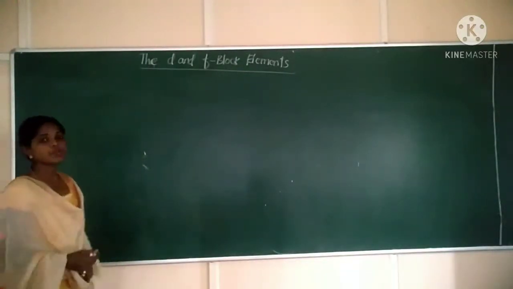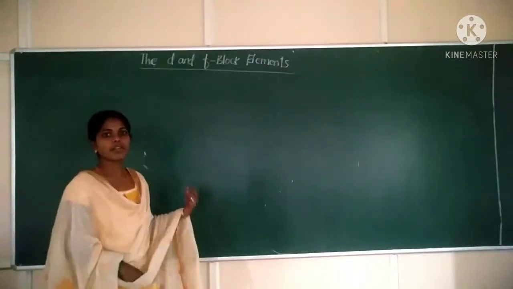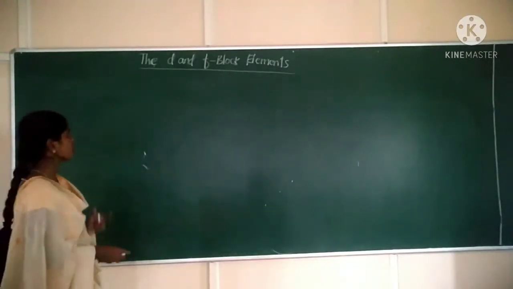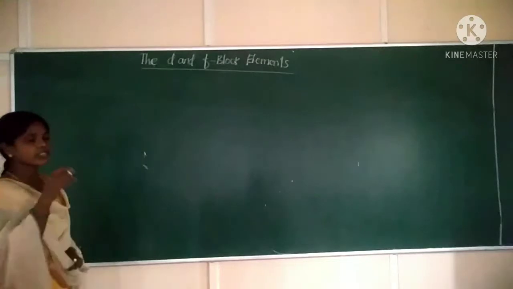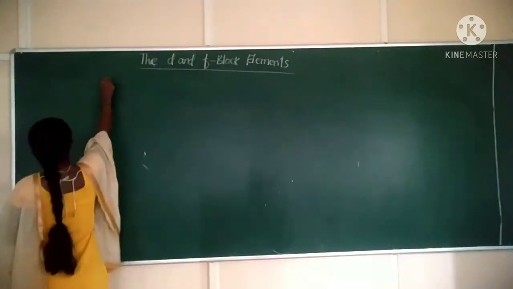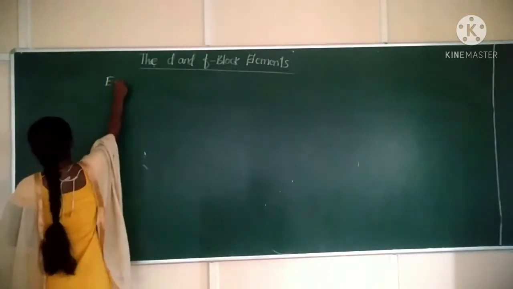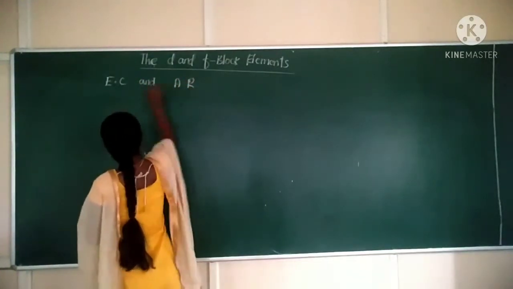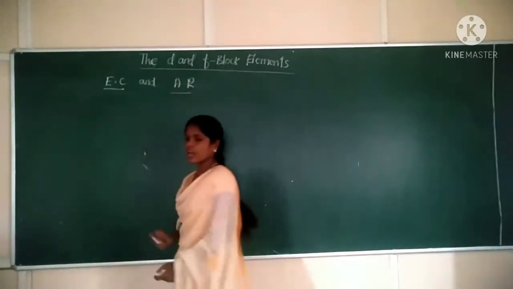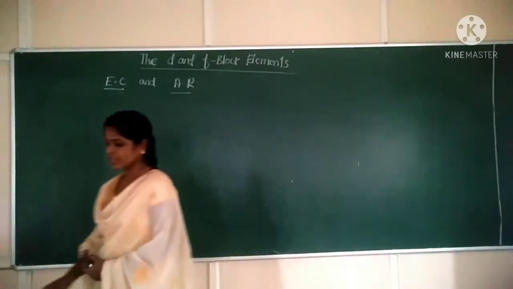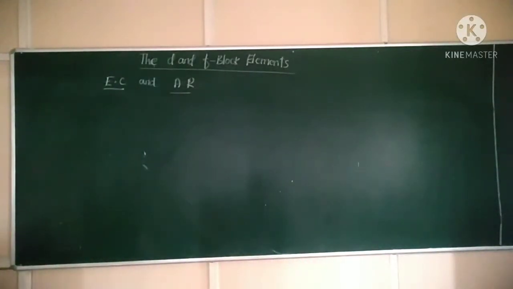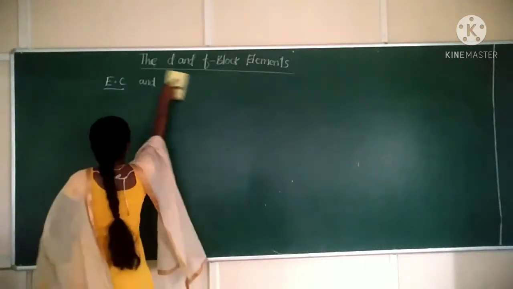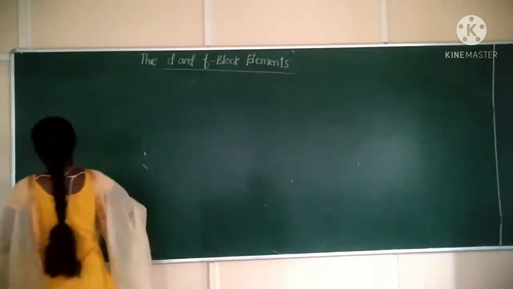In the last session, we had a discussion on d-block and f-block elements. In the last class, we had discussed electronic configuration and atomic radius. In this class, we are going to discuss ionization enthalpy.